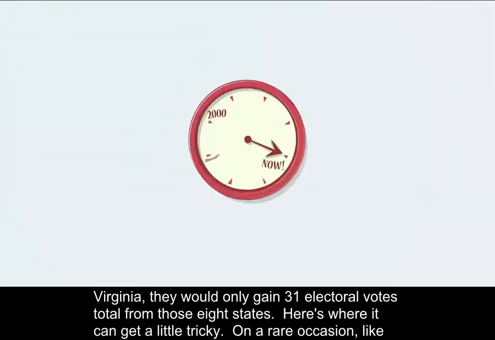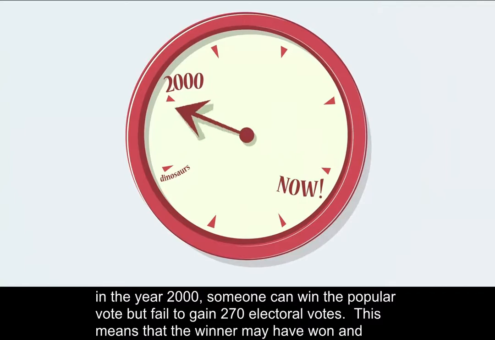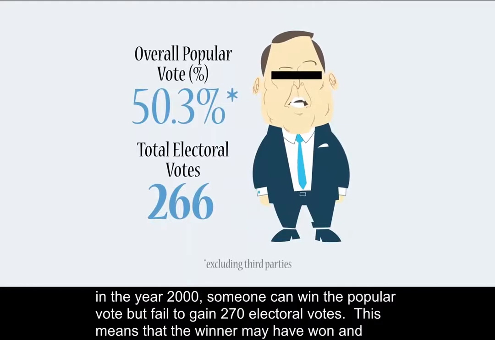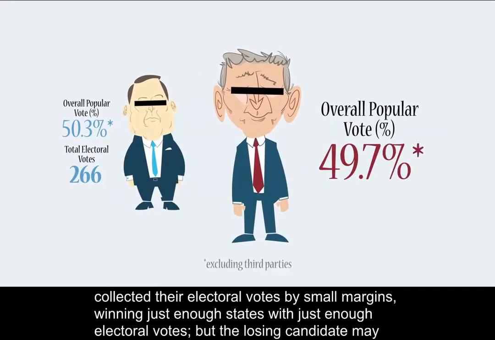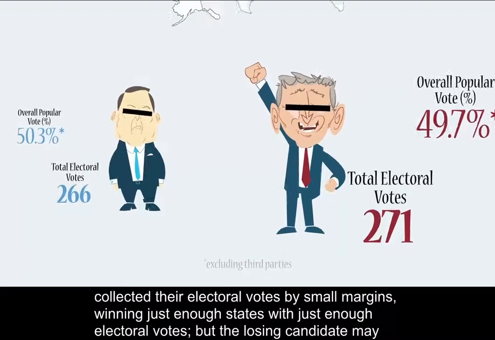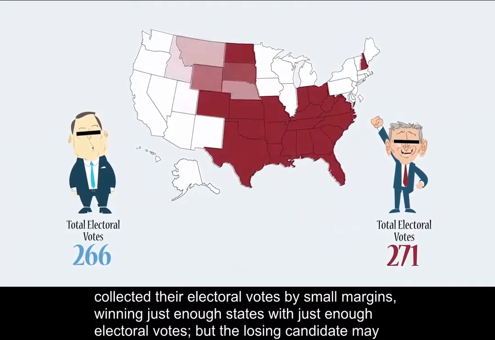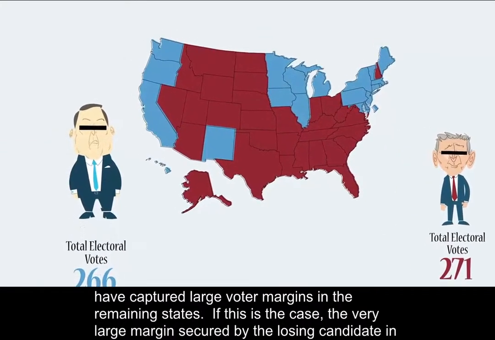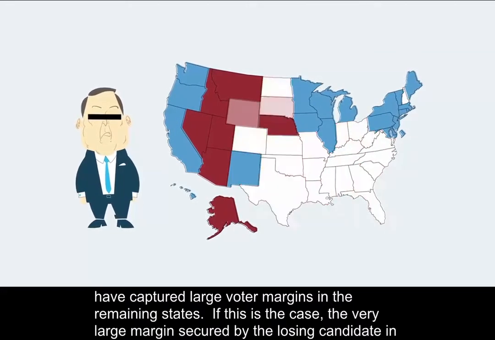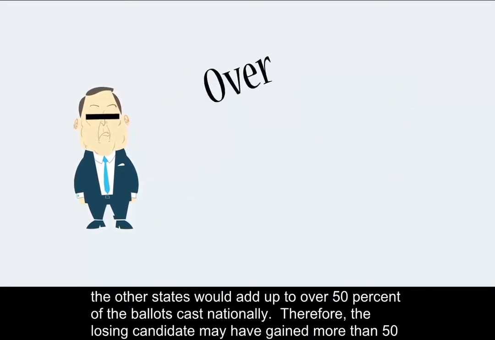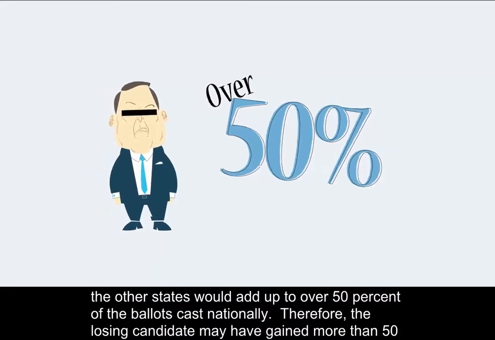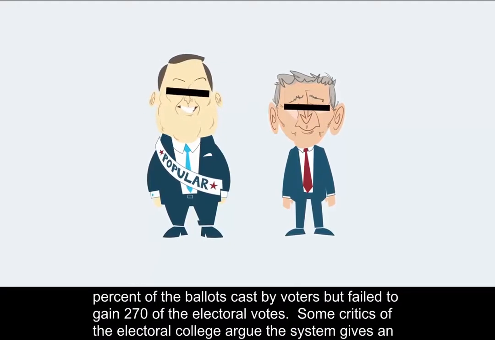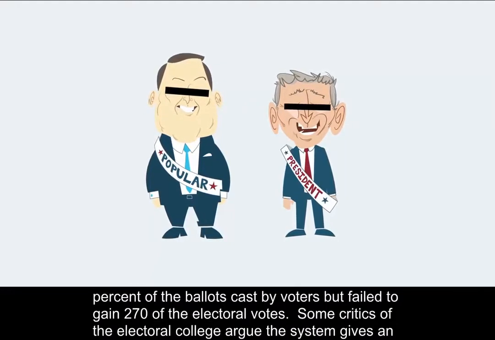Here's where it can get a little tricky. On a rare occasion, like in the year 2000, someone can win the popular vote but fail to gain 270 electoral votes. This means that the winner may have won and collected their electoral votes by small margins, winning just enough states with just enough electoral votes, but the losing candidate may have captured large voter margins in the remaining states. If this is the case, the very large margins secured by the losing candidate in the other states would add up to over 50% of the ballots cast nationally. Therefore, the losing candidate may have gained more than 50% of the ballots cast by voters, but failed to gain 270 of the electoral votes.